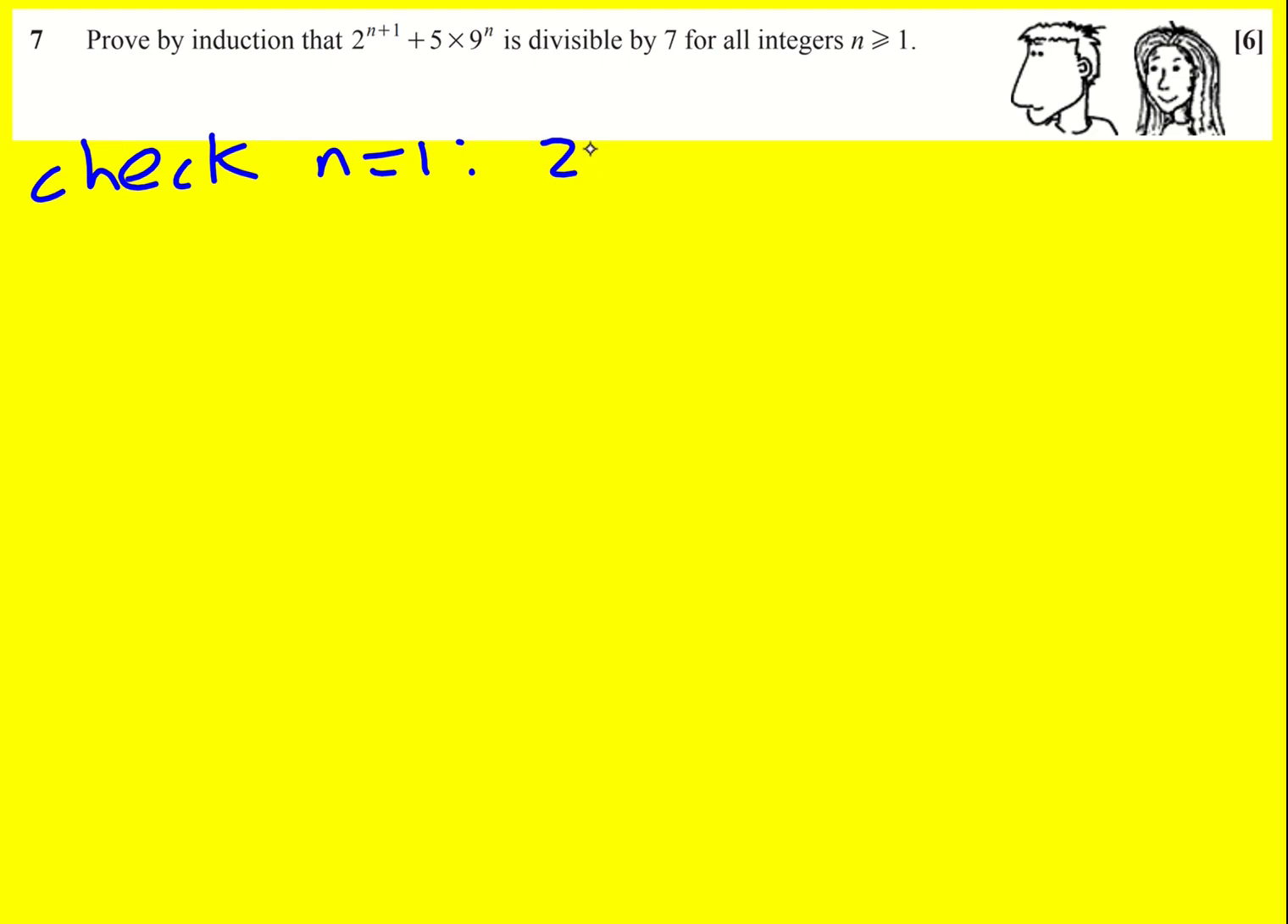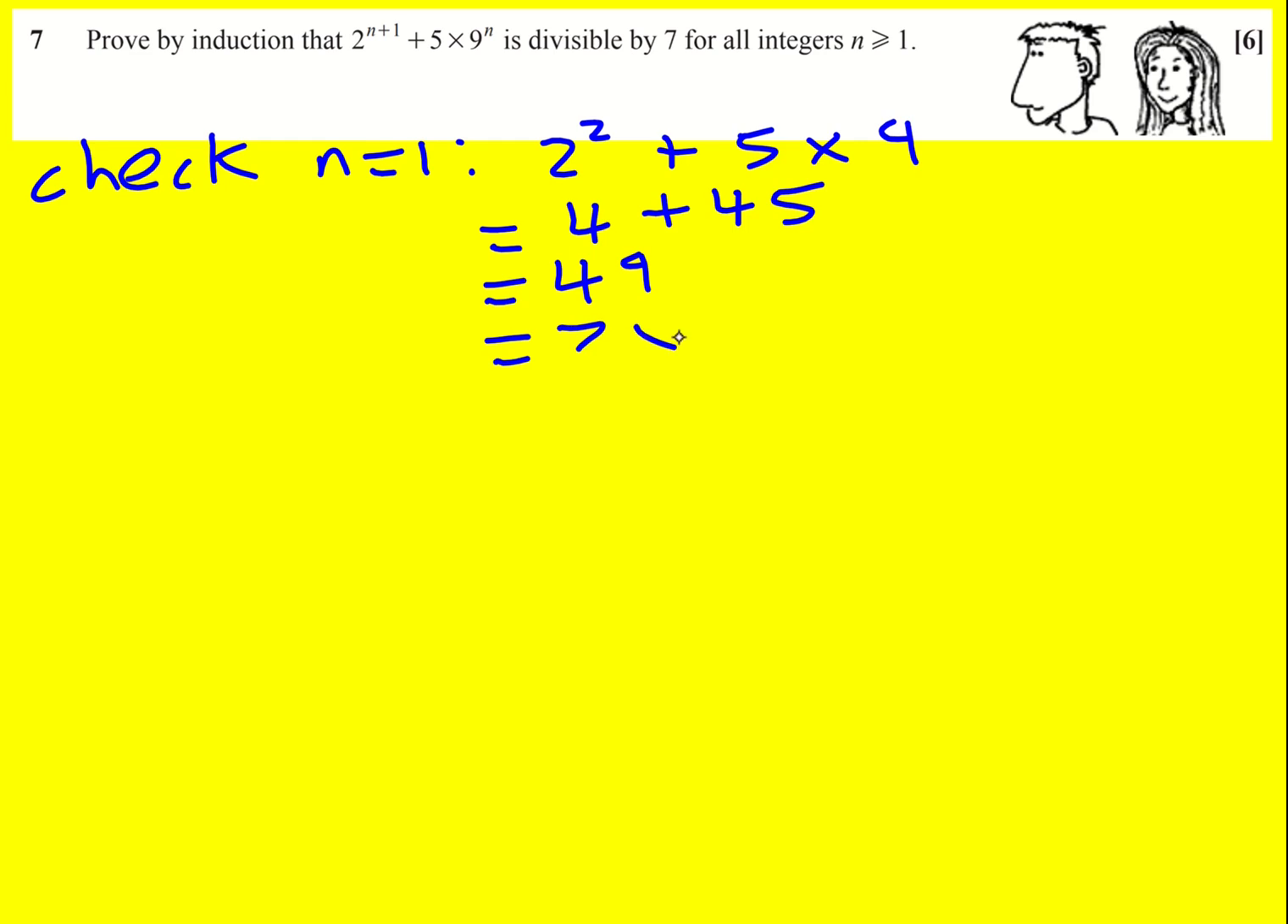And we're going to get 2 squared, because 1 plus 1 is 2, plus 5 times just 9 to the 1. That's going to equal 4 plus 45, which is 49, which is 7 times 7. And I think that's enough. Just put a little tick to show that we've done it. Okay, second step.